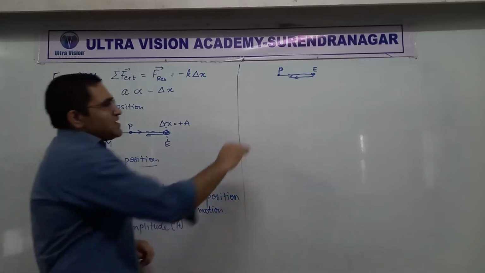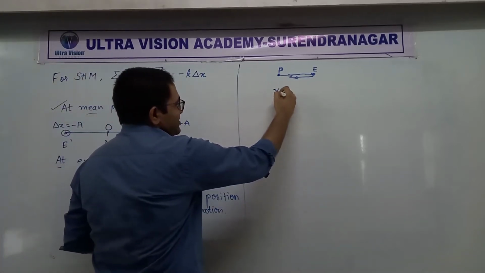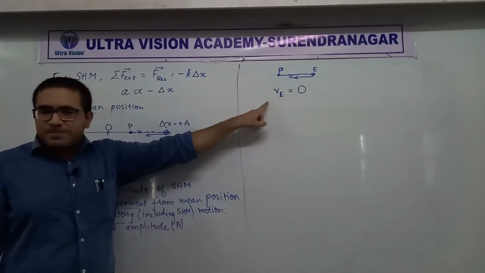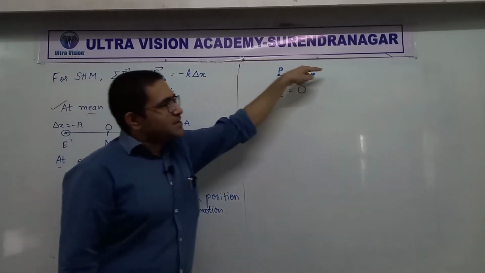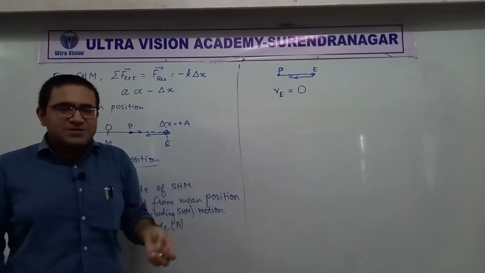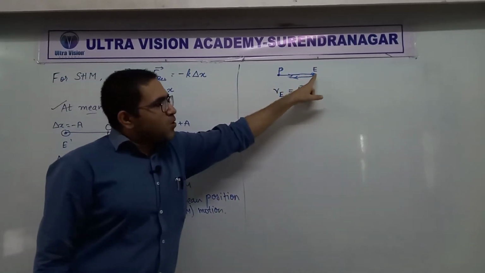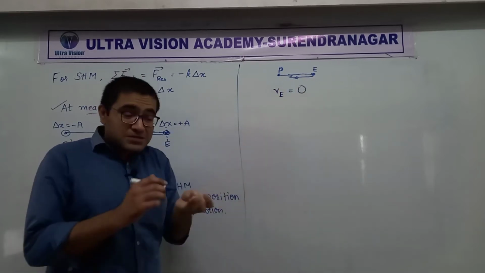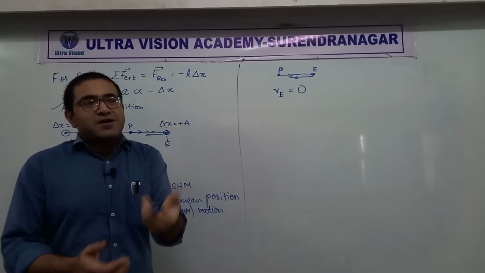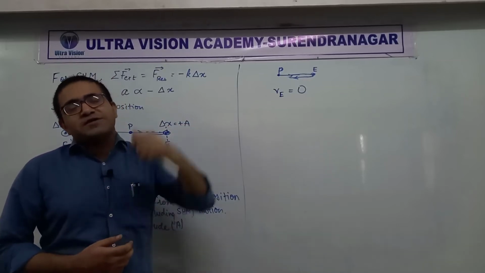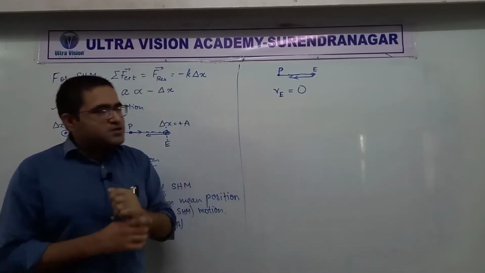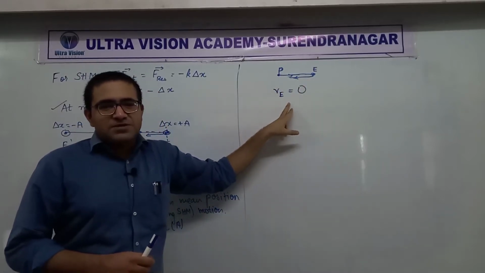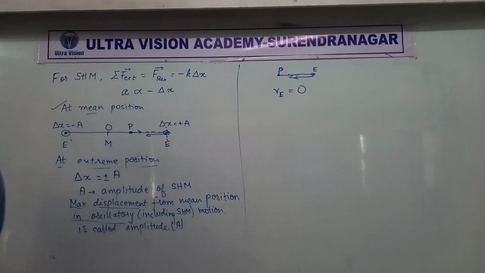Now that clearly means that the velocity at the extreme position is 0. Is that clear? Reason: direction is reversed. Whenever directions are reversed, for one moment the speed, the velocity, must become 0. This is similar to the case when you toss the pen up, toss the ball up. At the highest point, the direction is reversed, so at that point the speed should be 0. Absolutely clear?